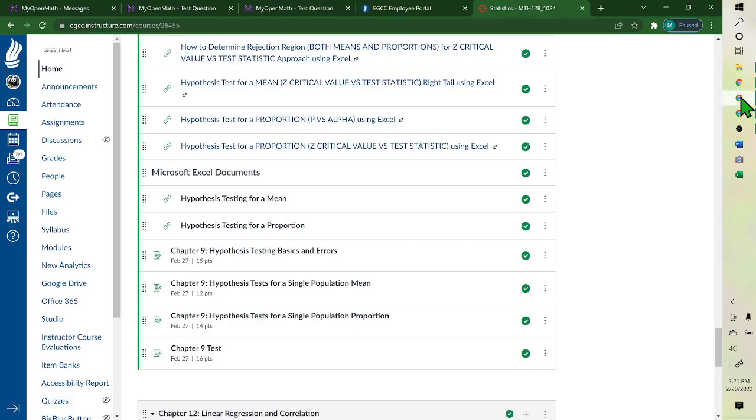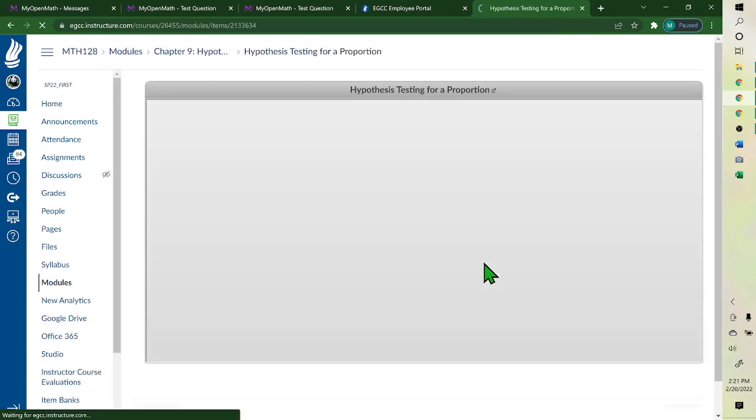Hello. For these two, the proportion test or hypothesis in Chapter 9, it's this one. So the mean hypothesis test is this one, proportion is this one, and that will give you the Excel file.